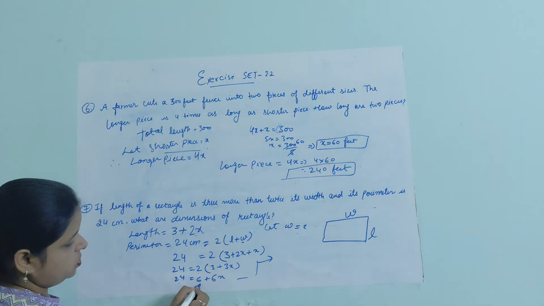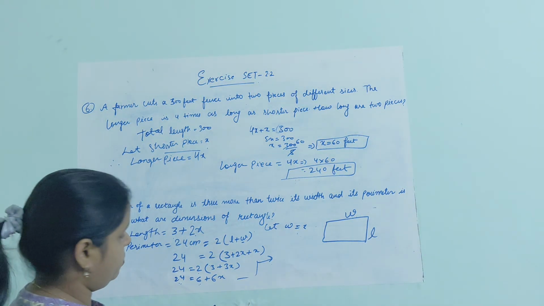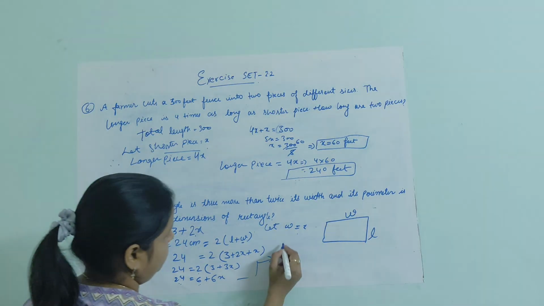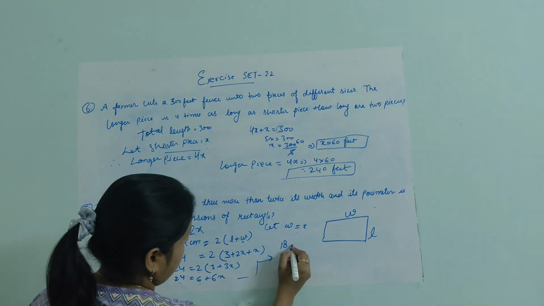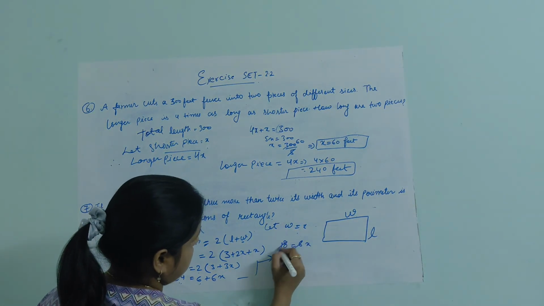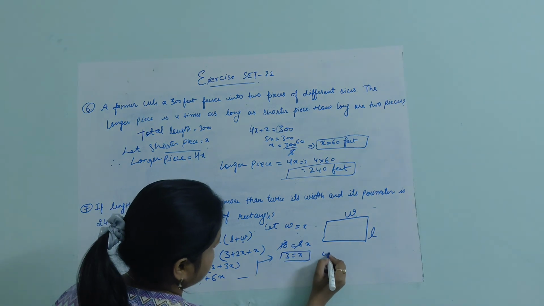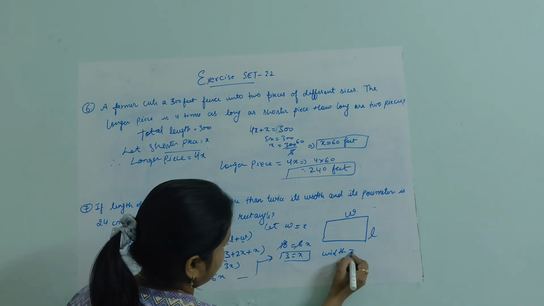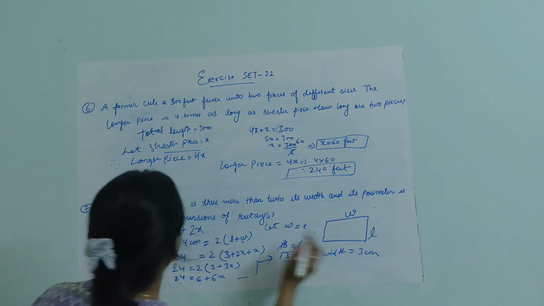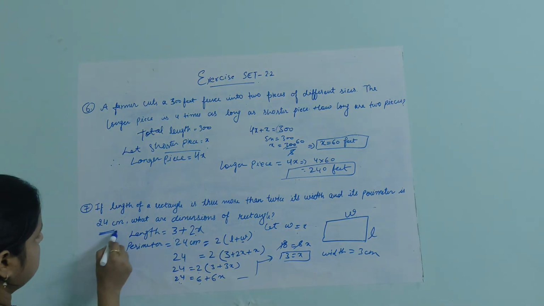Now, 24 minus 6, this will come here and subtract from 24. How much will it be? 18. 18 equals 6x. That means x equals 3. That means width is equal to 3 centimeter, since perimeter is given here in centimeter.